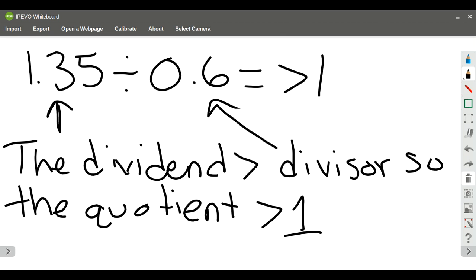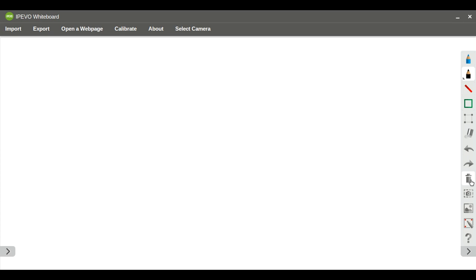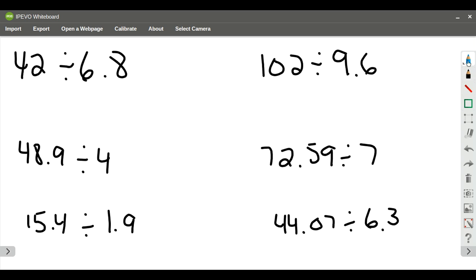All right. So if we take a look at 3 through 8, we'll go through and do some practicing using rounding or compatible numbers with that division. First value, 42 divided by 6.8. So I'm going to go ahead and take the 6.8 and round it to 7. And then I'm going to leave 42 alone because 42 is a math fact of 7. So my answer is going to be 6. So my estimation for that problem is going to be 6.